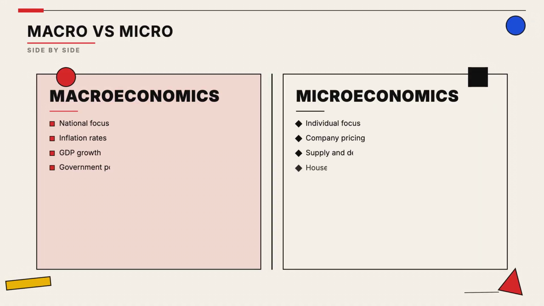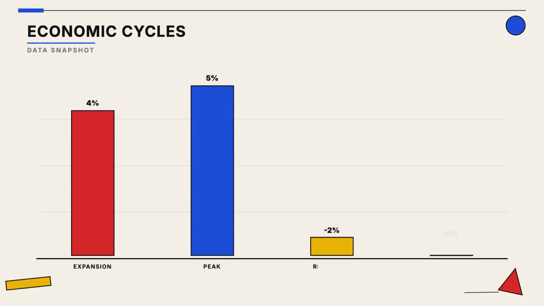Macro looks at the forest, while microeconomics looks at the individual trees, like how a single business sets its prices. Economies move in cycles. They grow, hit a peak, contract during a recession, and eventually bottom out before starting again.